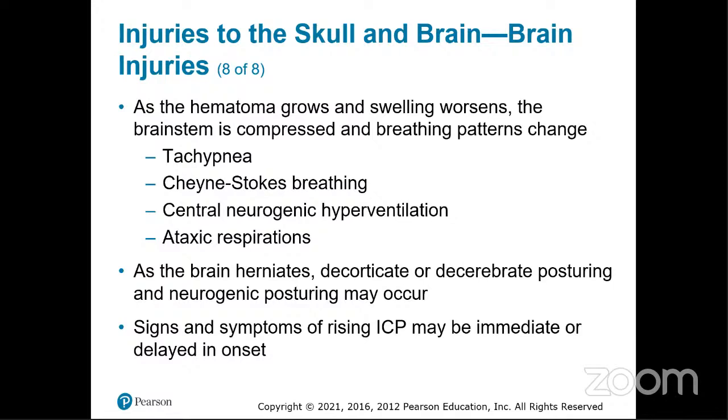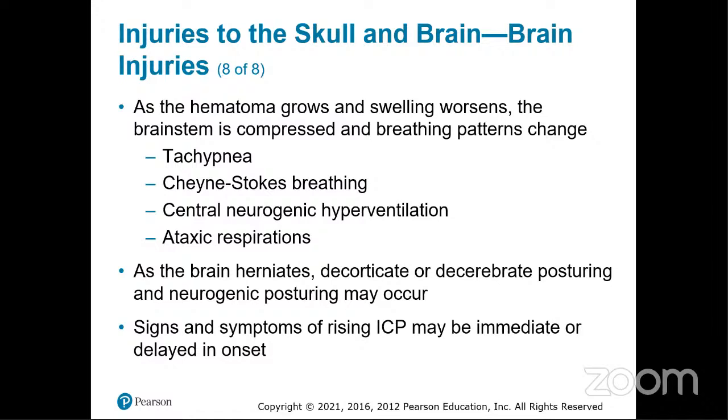Some other things that you guys are going to see as the compression begins, with their breathing, they're going to be tachypneic, meaning they're breathing fast. Tachy is fast. So at first they're going to start to breathe faster and faster. It's the same thing. The brain's saying, "Hey, you've got to get rid of this carbon dioxide." So it increases the heart rate, increases the blood pressure, and increases the breathing, trying to get rid of it.